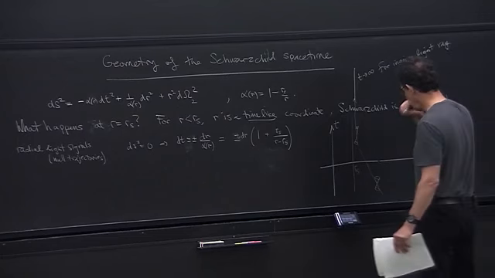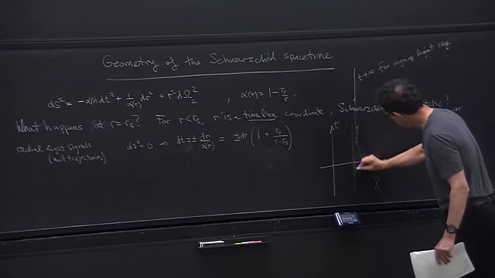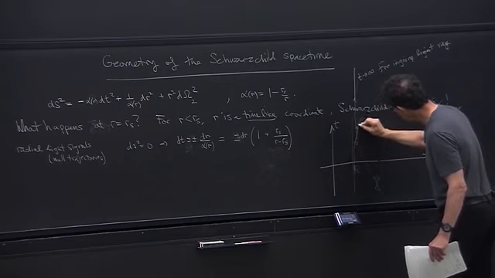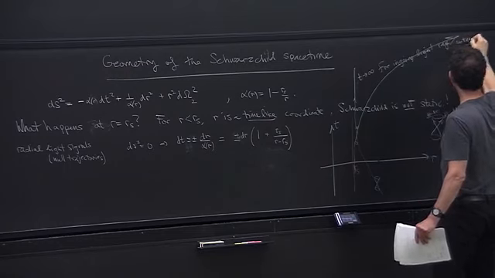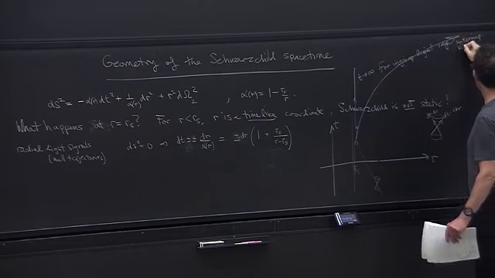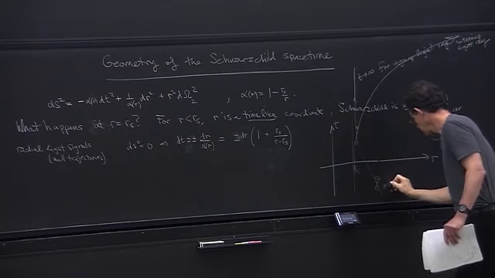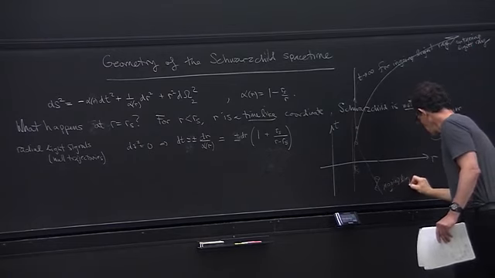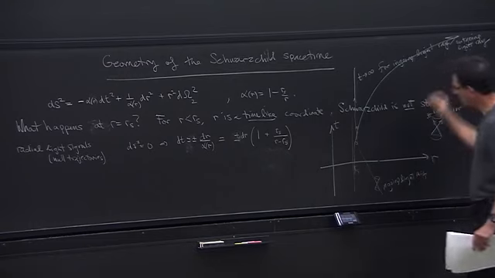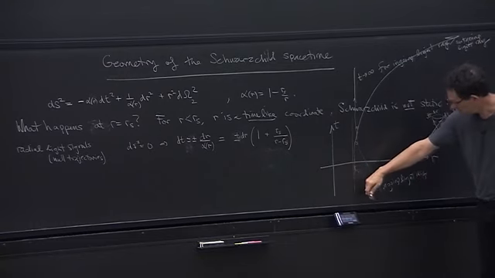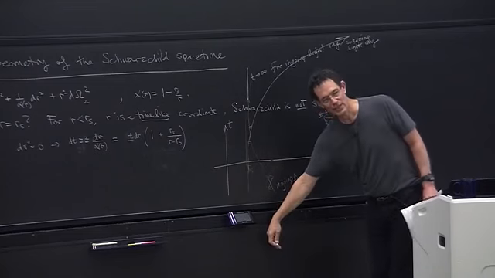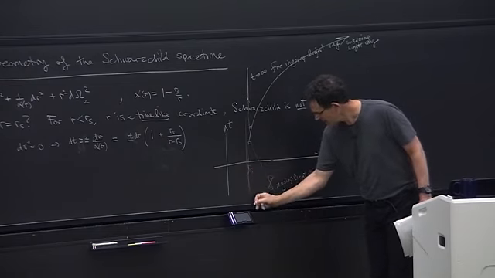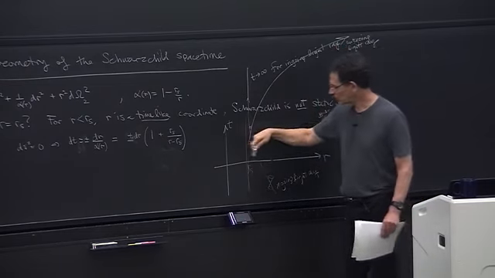And likewise, an outgoing light ray would come from rs and then steepen, so this would be an outgoing light ray, and this would be an ingoing light ray. Okay, so I can never see anything inside the black hole because the light I'm looking at came from t of minus infinity at r equals rs, and I'm just receiving it now. So I cannot possibly see beyond there.